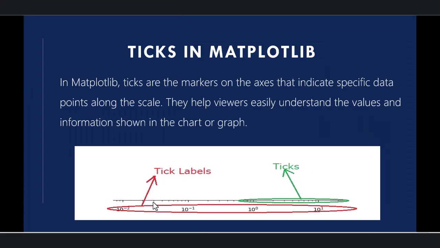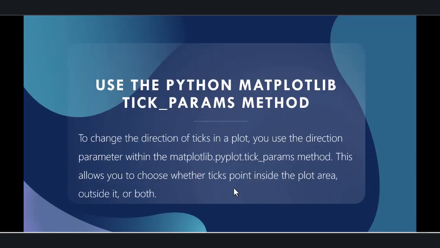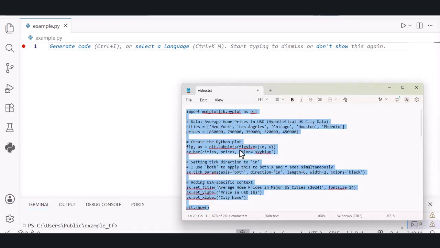You have seen here, this is the outside tick. You can also make it inside like this, or both, which passes through this line. By using the direction parameter within the tick parameters method, we can choose where exactly we need to place the ticks. Now I'll explain an example where you will understand better.